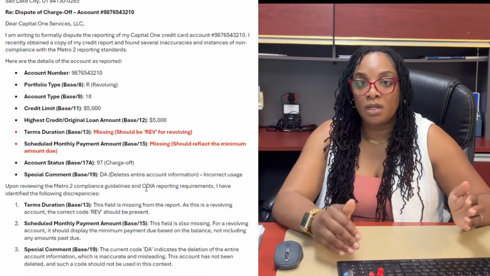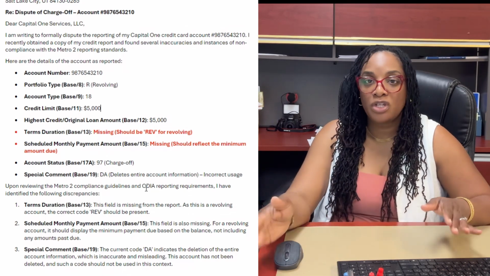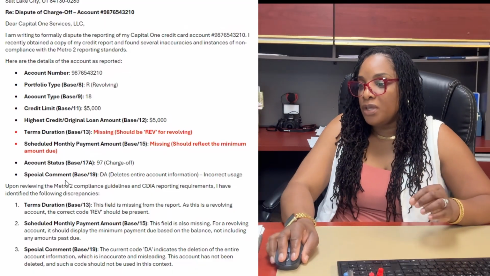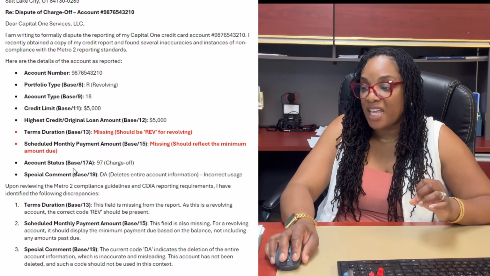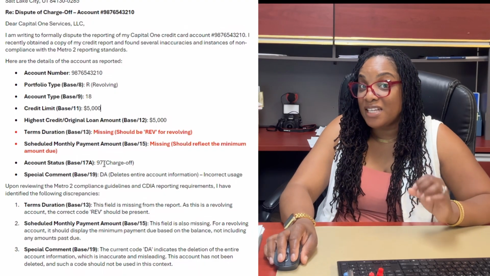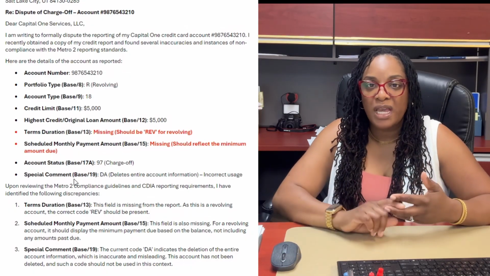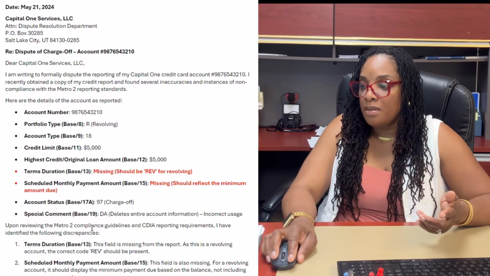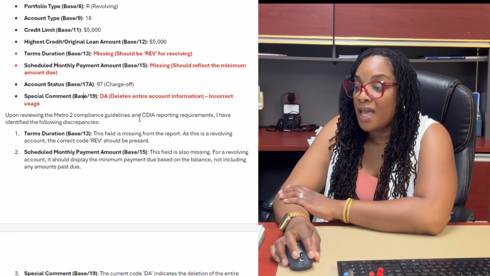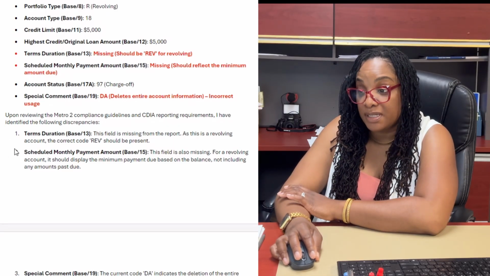But you also want to make sure that you're going over the entire account so that everything is there. So account status, base segment field 17A, 97 means charge off. Special comments, or some reports will say remarks, creditor remarks, base segment field 19. Upon reviewing the Metro 2 compliance guidelines and CDIA reporting requirements, I have identified the following discrepancies.